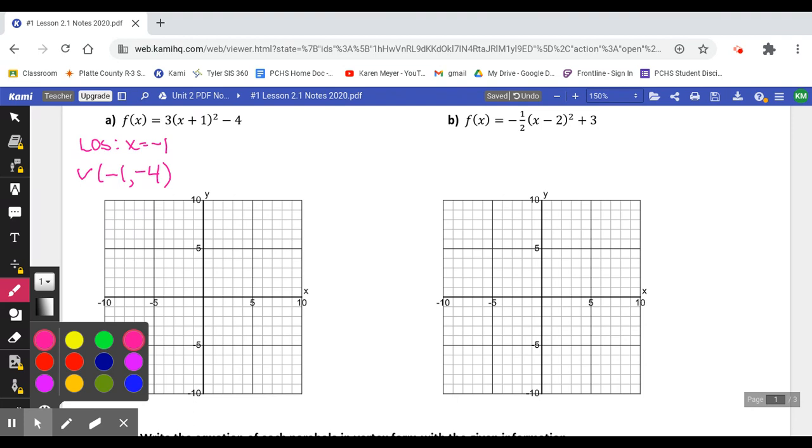So now I'm going to go plot my line of symmetry. I'm going to put a dashed line because that's not really part of the answer. That just helps me fold. And then I'm going to plot my vertex. So left 1, down 4. Now I want to get some other points to help me draw in the U shape. So I'm just going to make a little t-table.